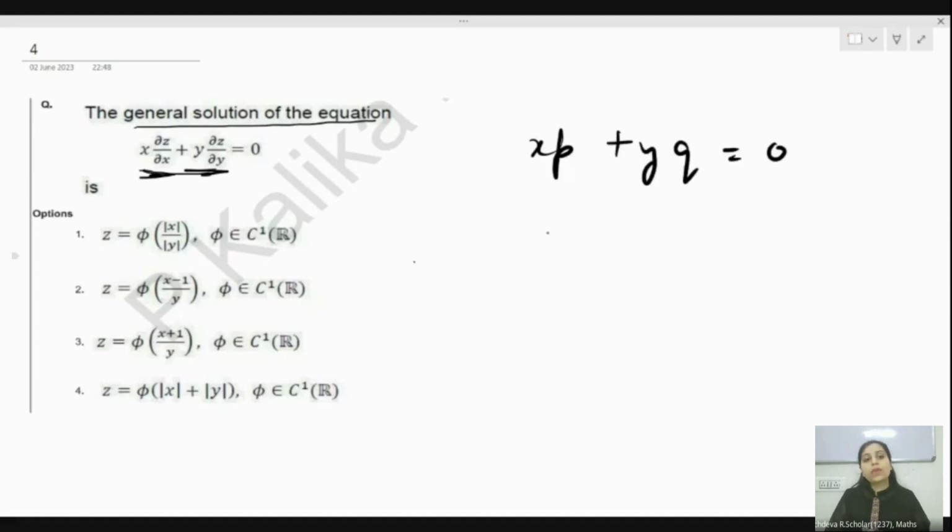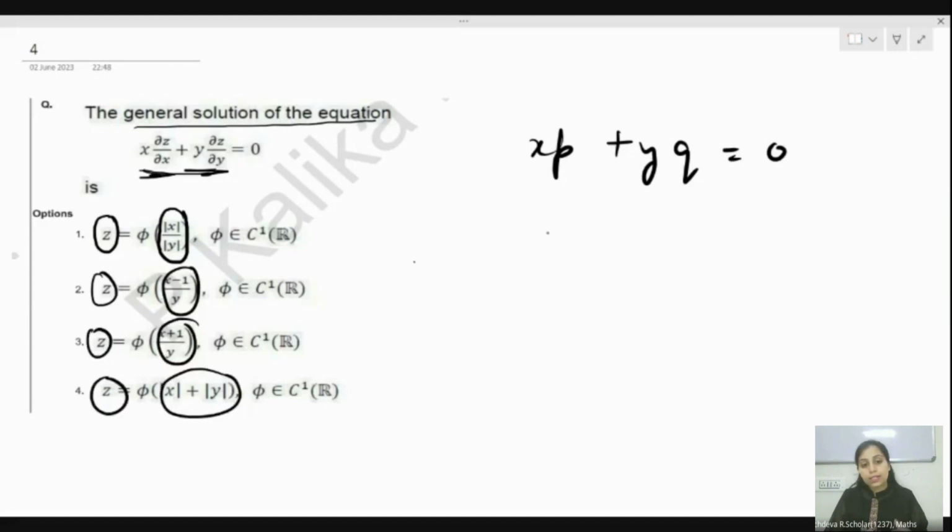And we have the 4 options which are dependent. z is equal to phi of this. So one solution will be this and another is this. Either this and this, similarly, this or this. Let's see. First of all, we will write the Lagrange equation.